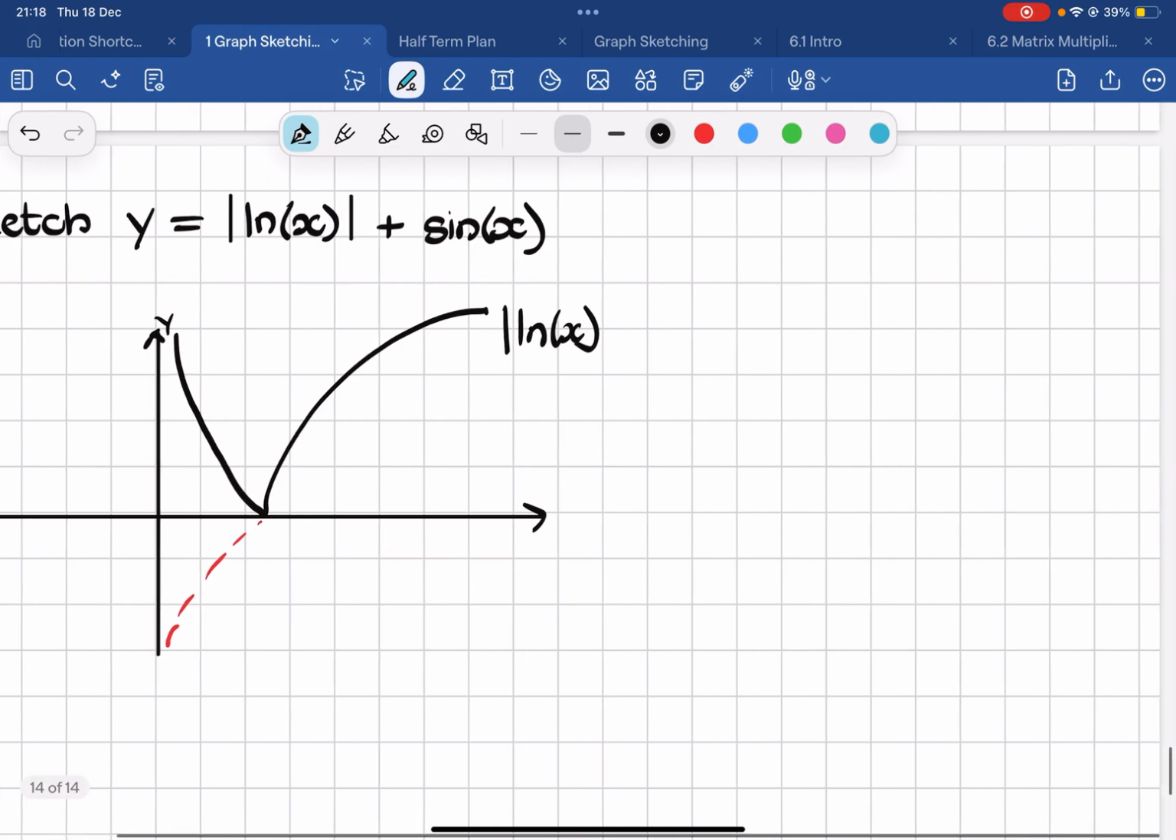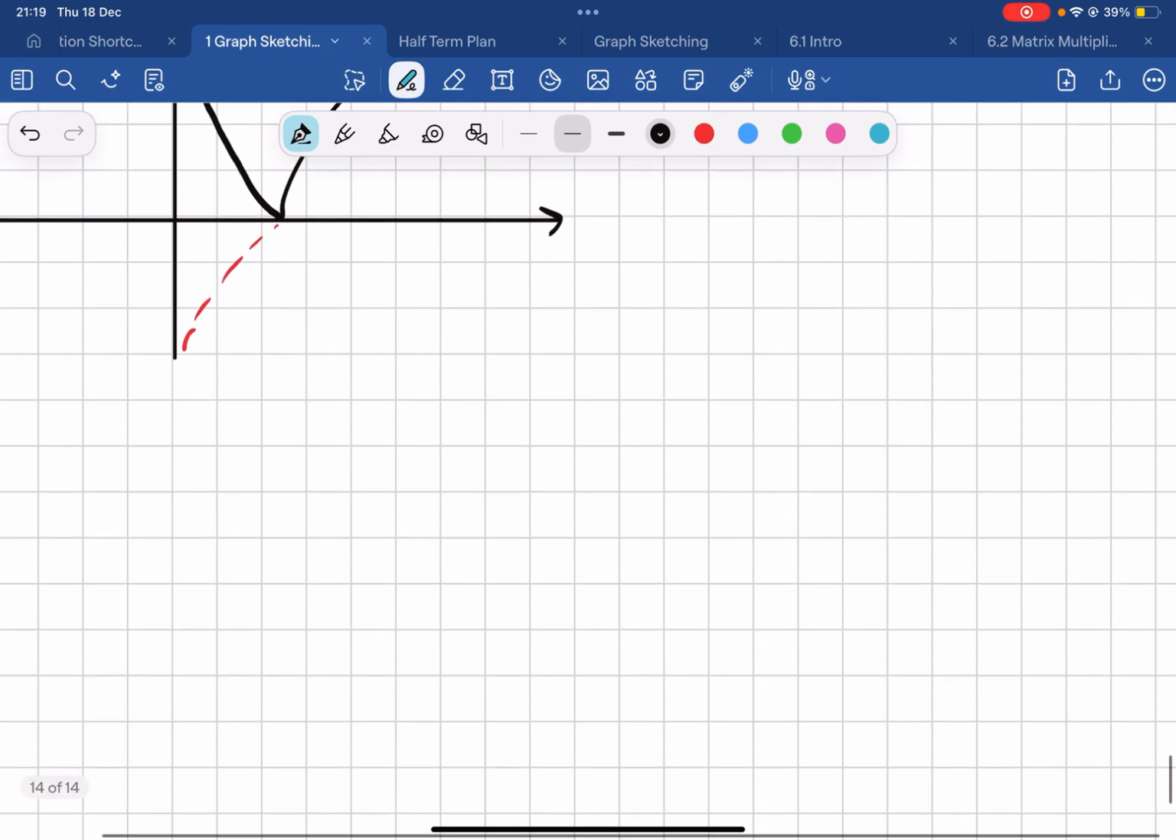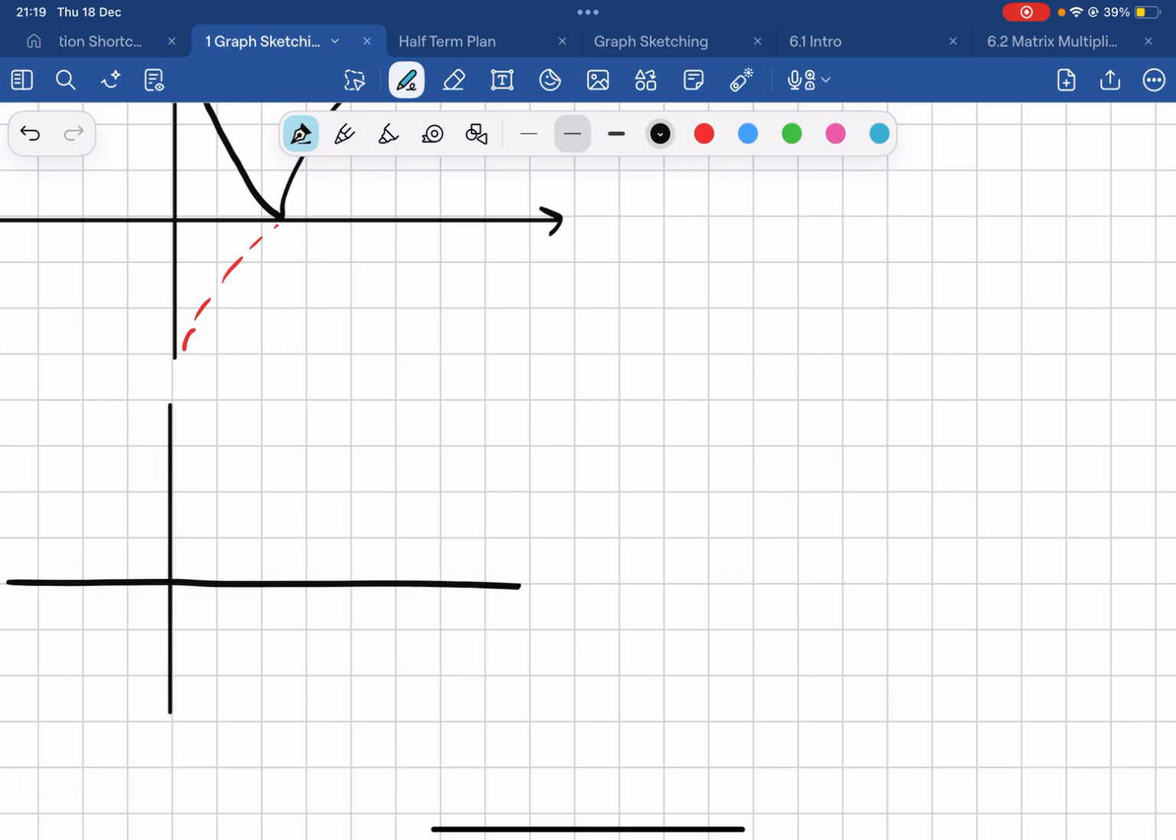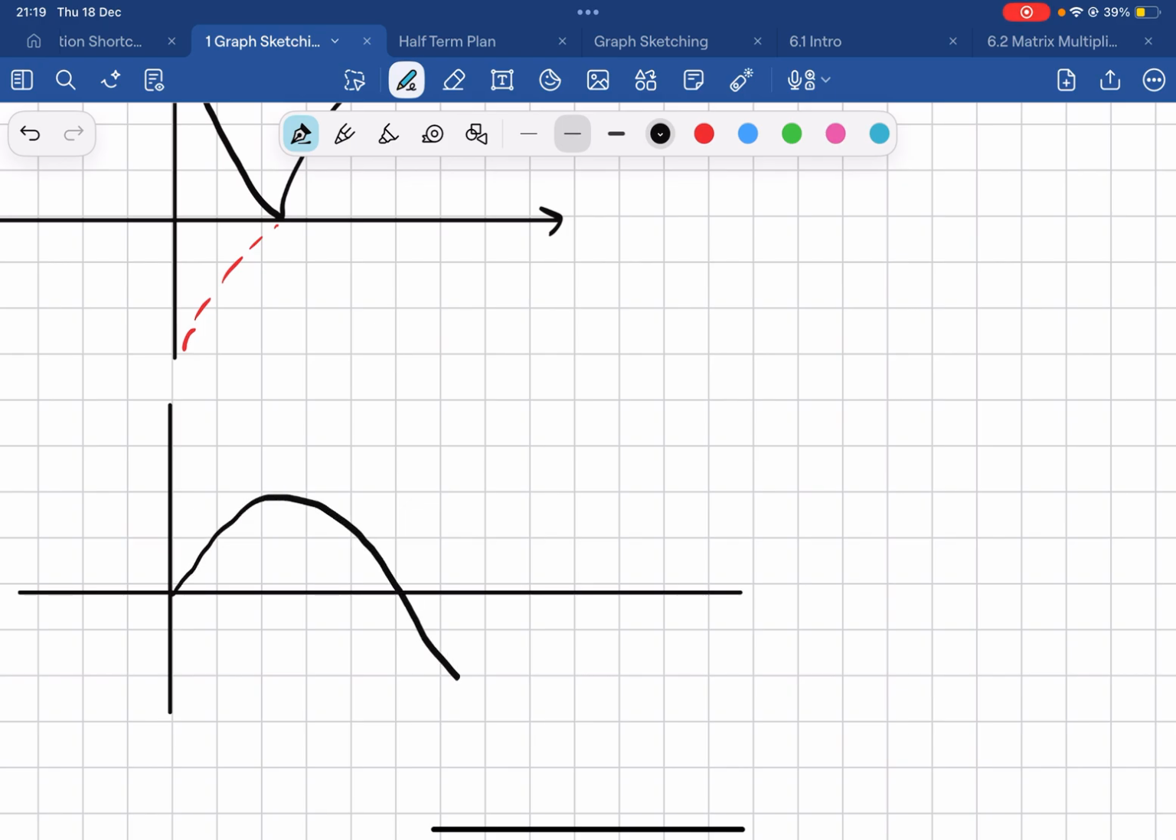Now for sin x, again, an easy sketch. We've got a curve bouncing between -1 and 1. So let's write in our domain. And so on and so forth.